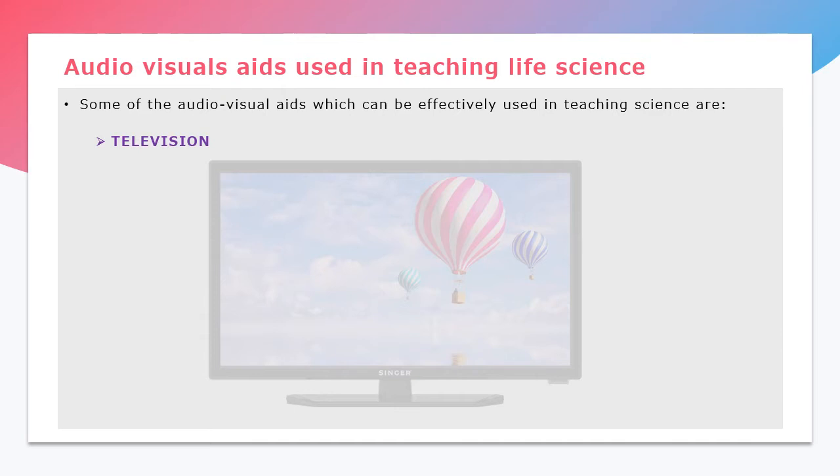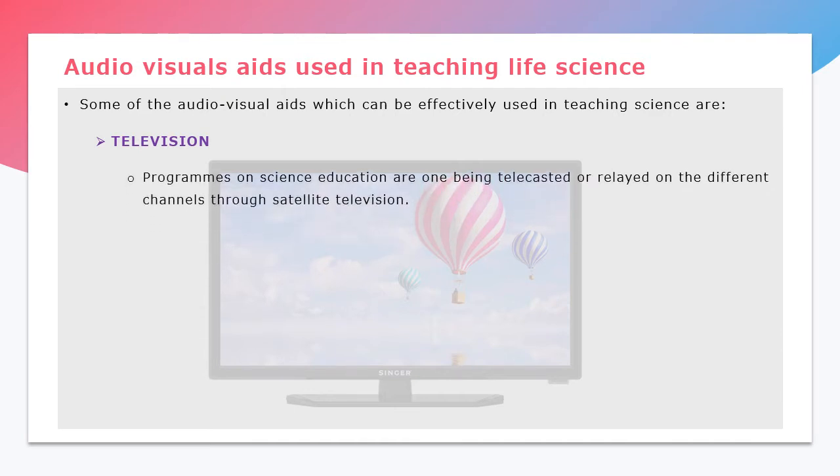Some of the audiovisual aids which can be effectively used in teaching science are television. Television is an effective audiovisual aid in teaching of life science. The importance of television in the communication of information, ideas, skills, and attitudes cannot be undermined. Programs on science education are being telecasted or relayed on the different channels through satellite television. These are not only proving interesting but also beneficial from the point of view of science education.